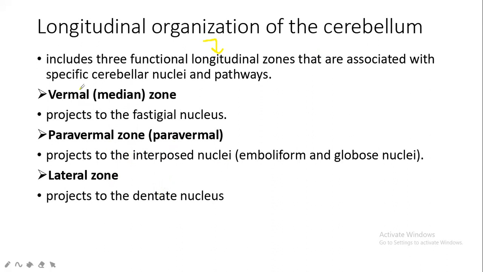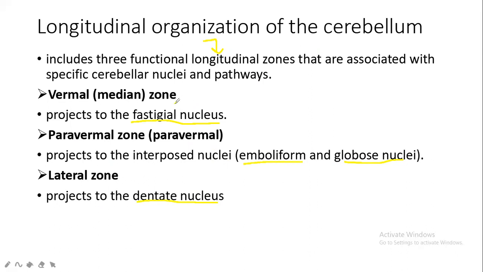But for now, appreciate that the vermal zone projects to the fastigial nucleus. The paravermal zone projects to the emboliform and the globose nucleus. The lateral zone projects to the dentate nucleus.